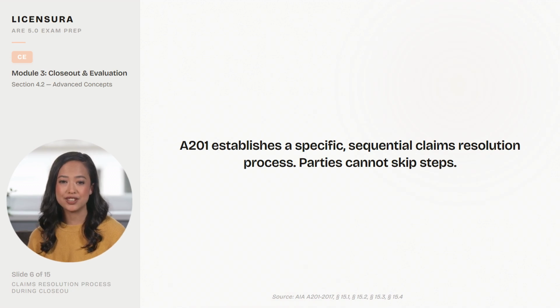A201 establishes a specific, sequential claims resolution process. Parties cannot skip steps. The architect makes an initial decision under Section 15.2. If either party rejects that decision, they must proceed to mediation under Section 15.3, which is a condition precedent to any binding dispute resolution. Only after mediation fails can the parties proceed to arbitration, or litigation if the contract specifies it.